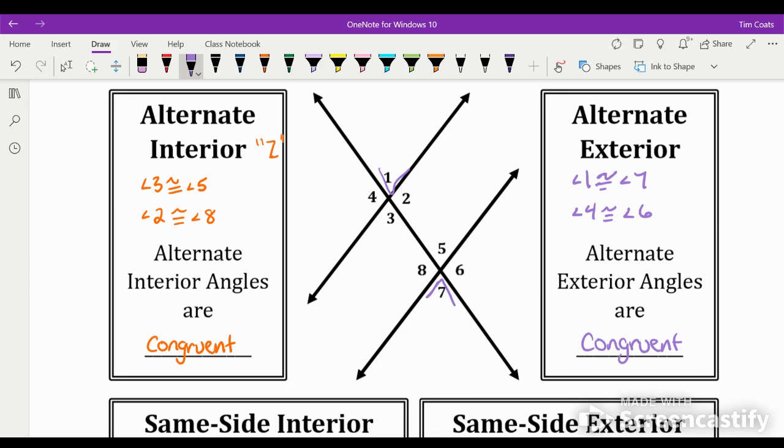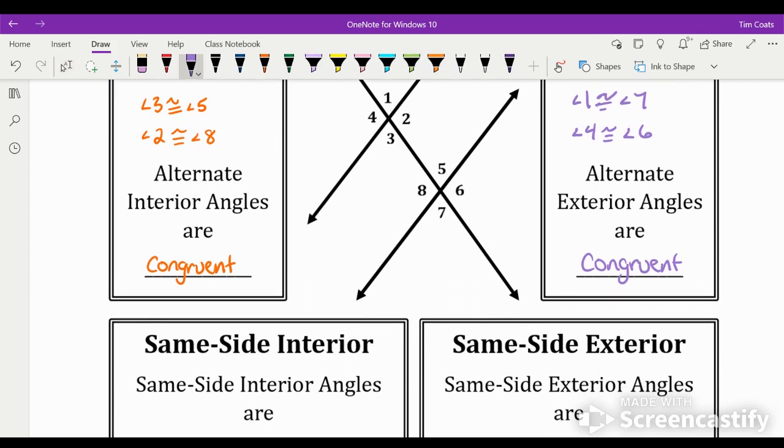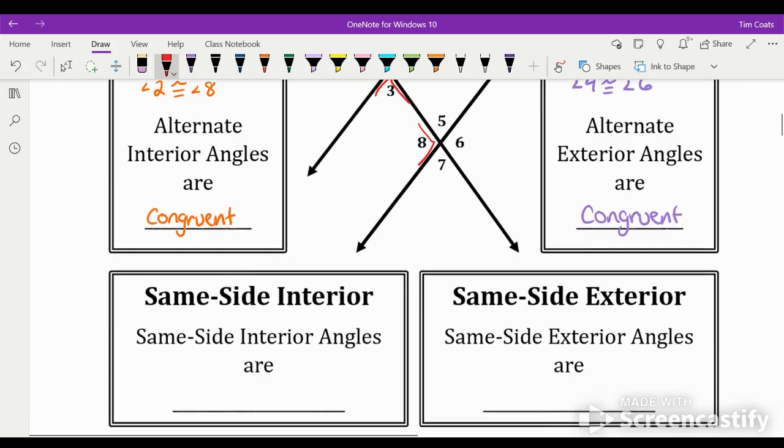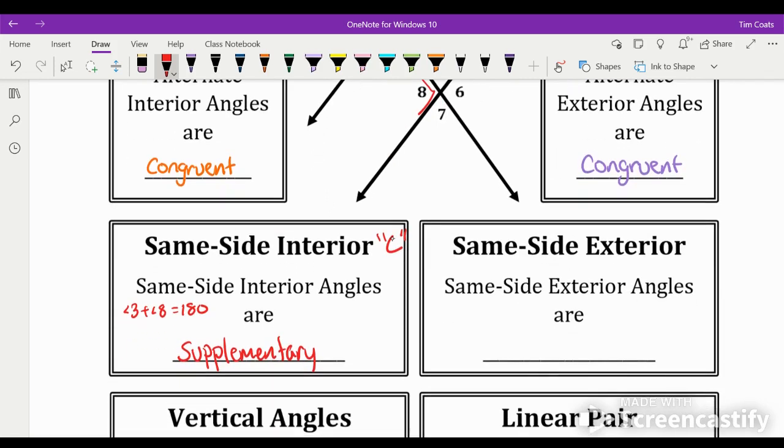Now what's left is same side interior and same side exterior. If we look at our same side interior here, that would be angle 3 and angle 8. It makes the C shape when we highlight those angles. And those will be the ones that are supplementary, meaning adding to 180 degrees. So angle 3 plus angle 8 would have to equal 180 degrees because they are supplementary. This also is angle 2 plus angle 5 equals 180 degrees.